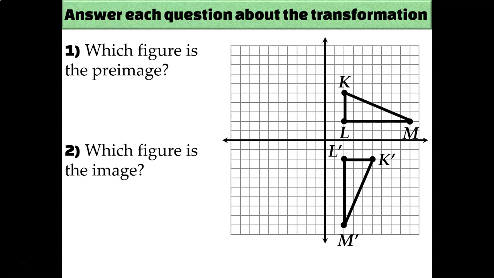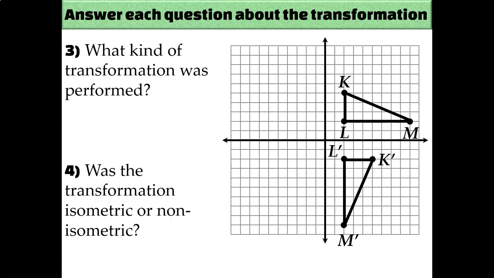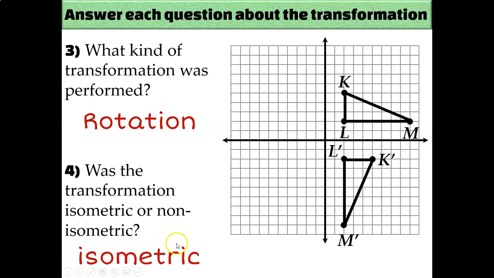And for our last transformation, which triangle is the preimage and which one is the image? Well, triangle KLM would have to be the preimage because there's no apostrophes, and triangle K prime, L prime, M prime would be the image. And the type of transformation that was performed is called a rotation. You can think about this triangle like an arrow or half an arrow pointing to the right, and then the image is half an arrow pointing down. That's a rotation, specifically of 90 degrees, and we'll learn more about that in a future lesson, but this was rotated 90 degrees clockwise. And since it's a rotation, it's an isometric transformation. These two triangles are the exact same triangle.